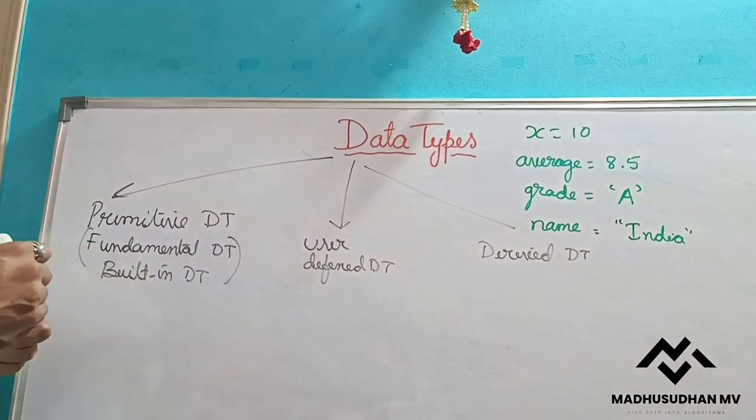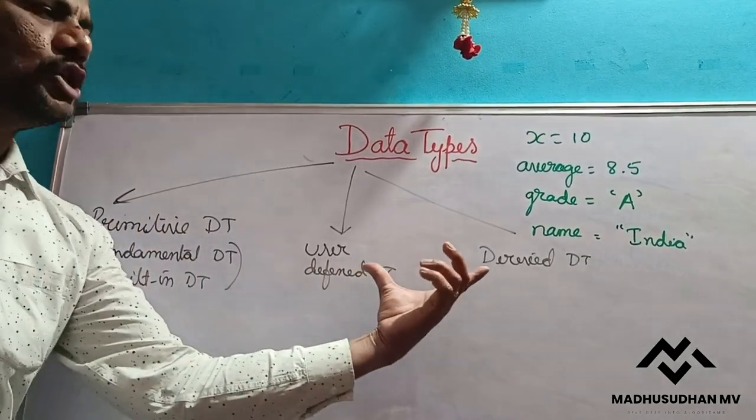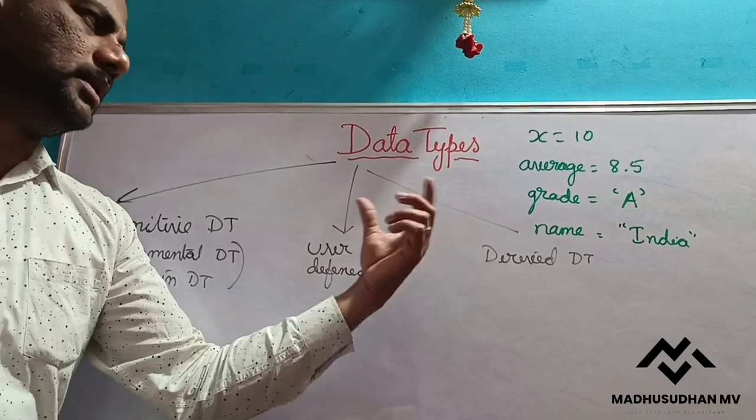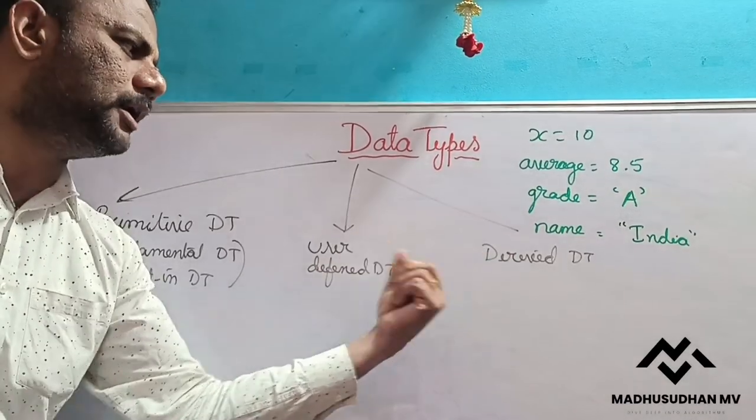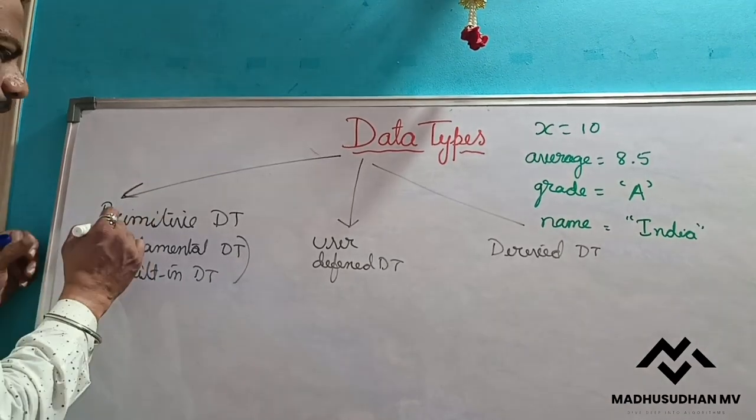Okay, so these are the three different types of data. So we'll call this a primitive data type. These two we'll call non-primitive also. Thus we can say non-primitive data is further divided into user-defined data type and derived data type. Now we'll see what we mean by primitive data types.